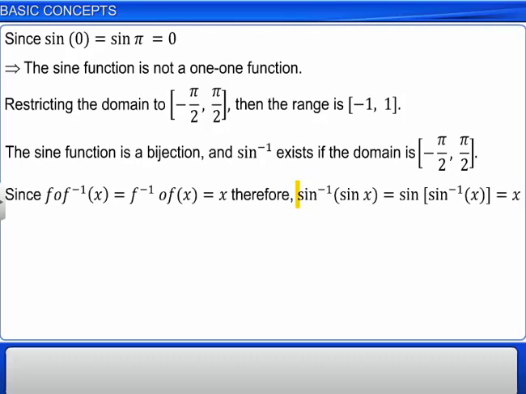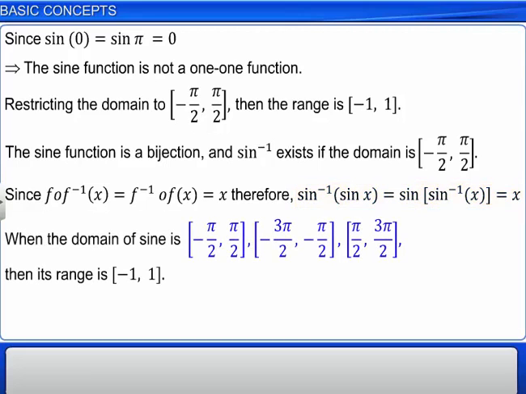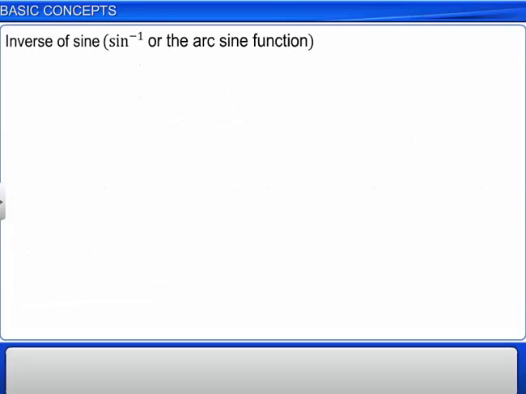Sine inverse of sine of x is equal to sine of sine inverse of x, which is equal to x. Further, even if the domain of the sine function is restricted to the intervals shown here, its range will still remain the same. Now, let us define the inverse of the sine function in the given intervals.